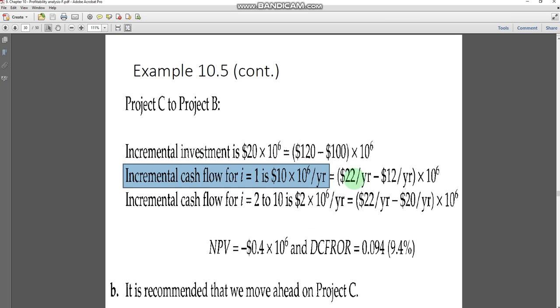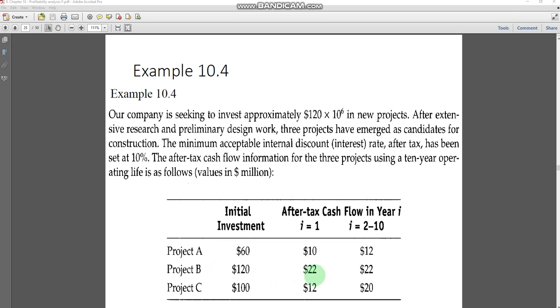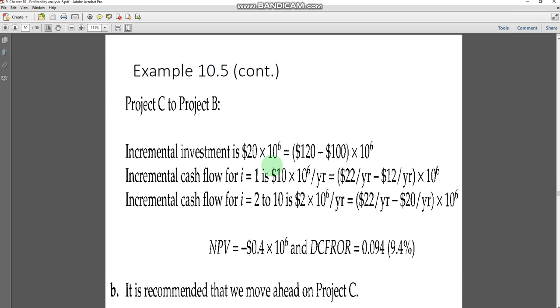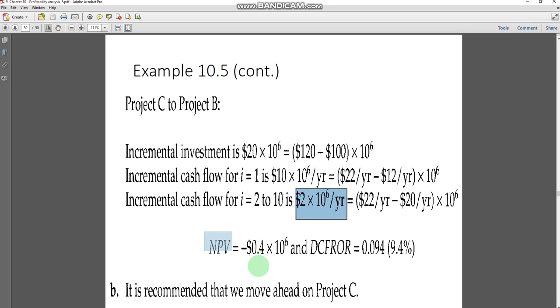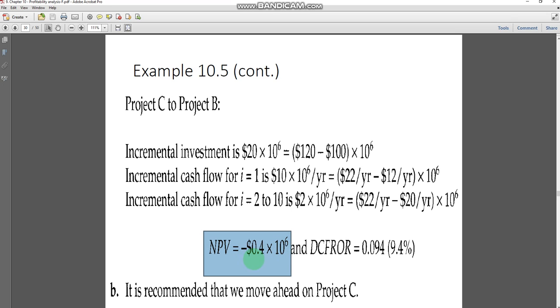Okay, and so basically it is C2B, so we have to look at this one, C2B. So C2B, it is 22 minus 12, which is $10 million that you get here, and similarly 22 minus 20, that is $2 million. Okay, so the same numbers you have to use here: here you can have the $10 million, here you can have the $2 million, and the same procedure that we adopted here, we have to do again. First of all, we have to get the net present value by using the same or a similar equation, and the net present value will come out to be minus $0.4 million.